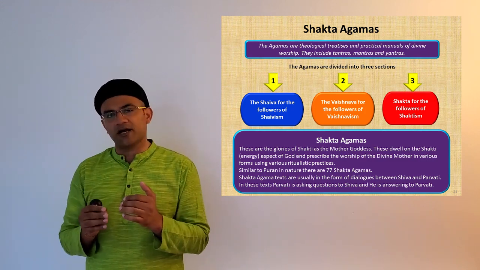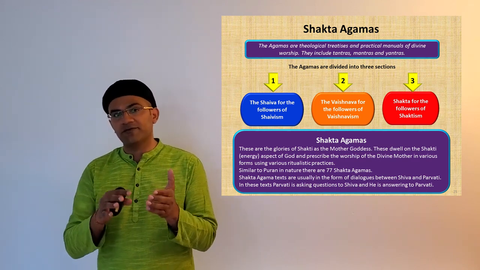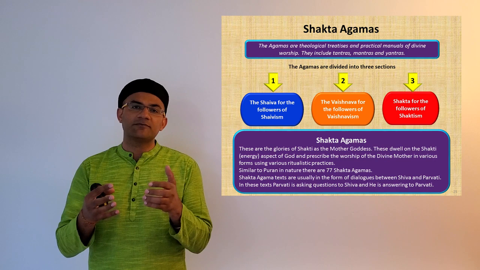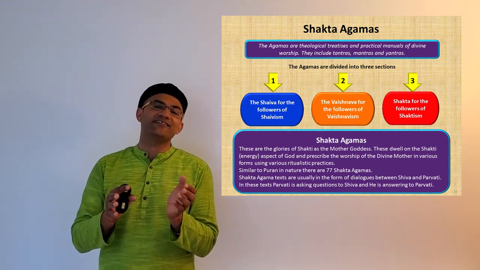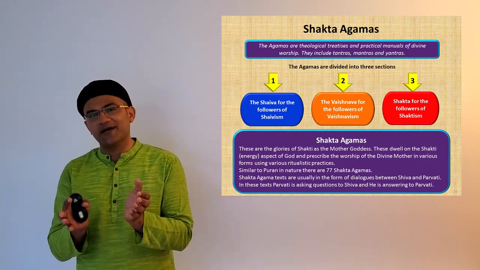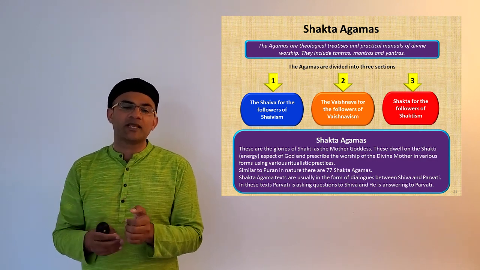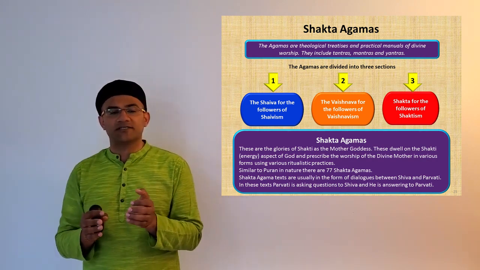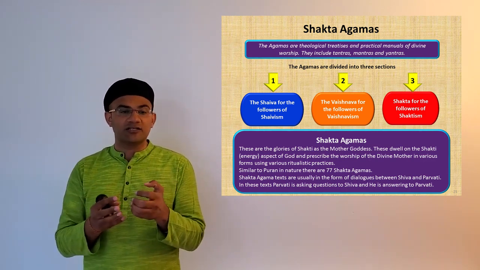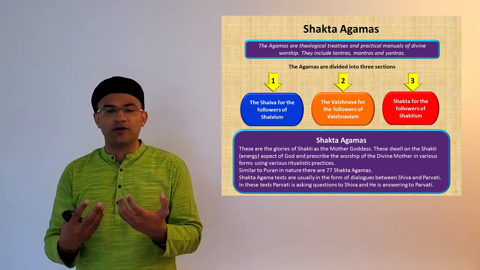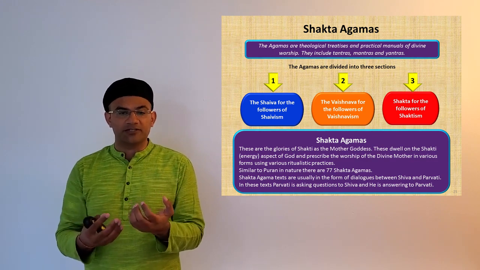There are three types of Agamas. There is the Shaiva Agama for Shaivism, the followers of Shiva. There is the Vaishnava Agama, the Vishnu Agamas, for the followers of Lord Vishnu. And then there is the Shakta Agama, for the followers of the Devi goddess, or Shaktism. Within the Shakta Agamas, there are the glories of the Devis, the mother goddess. These dwell on Shakti, the energy aspect of God, the divine mother.